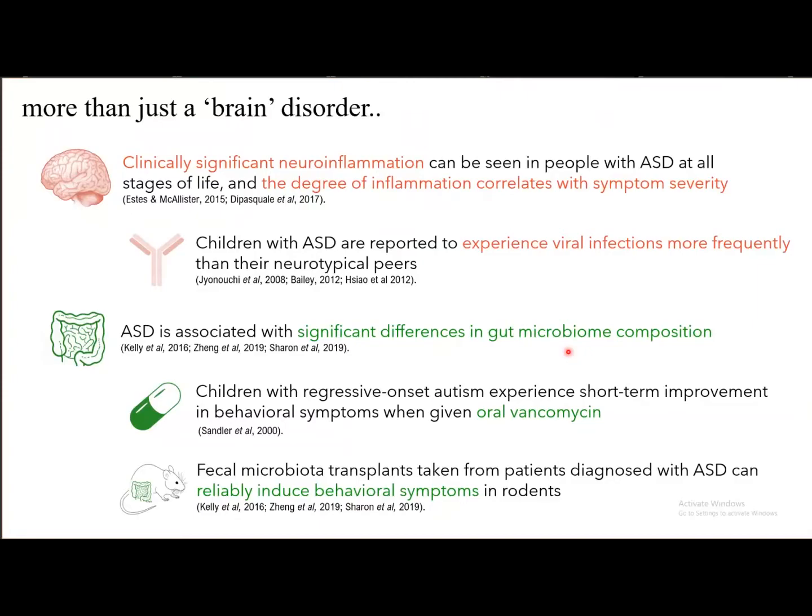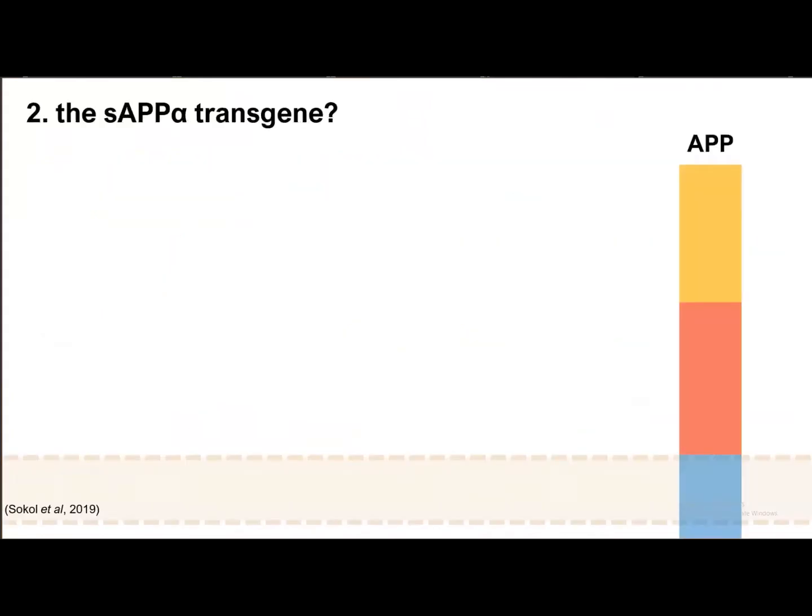This generated a whole bunch of interest, and ensuing research has shown that you can take a fecal microbiota transplant from people with ASD, put it in mice, and reliably induce behavioral symptoms of the disorder. That's very interesting. It blows the whole idea that autism is just a brain disorder out of the water.